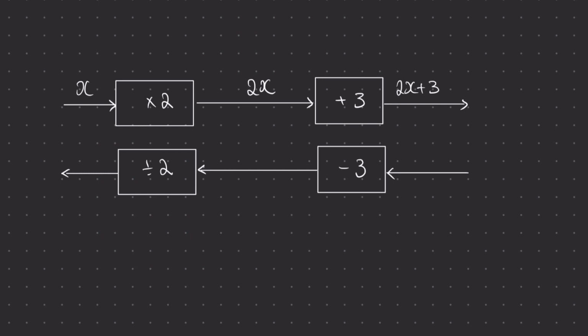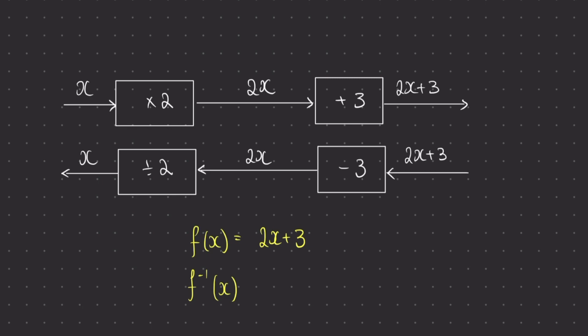So if we put in 2x plus 3, we'd first have the 3 subtracted away to leave us with 2x, and then we'd divide by 2 to just leave us with x. In function notation, we would write the first function as f of x equals 2x plus 3, and the way we would write the inverse is f to the minus 1 of x. This power of negative 1 is not raising f to anything. It's not an index. It's just a way of noting that this is an inverse function.